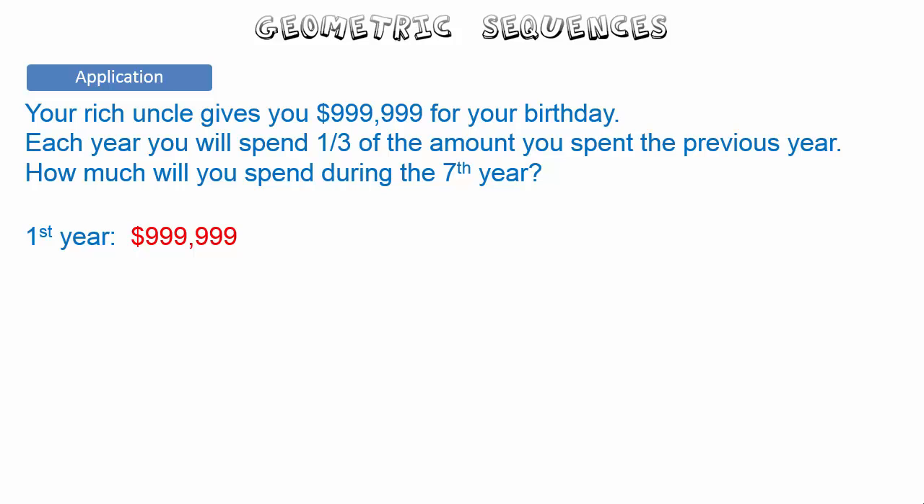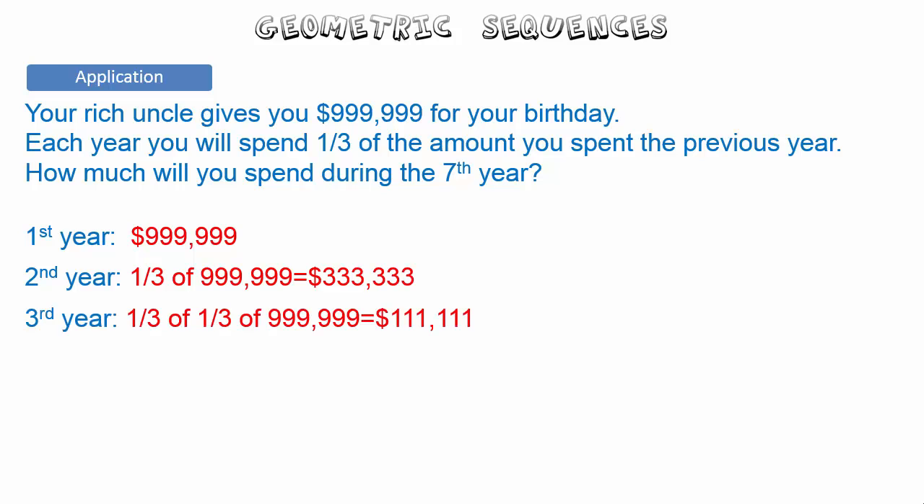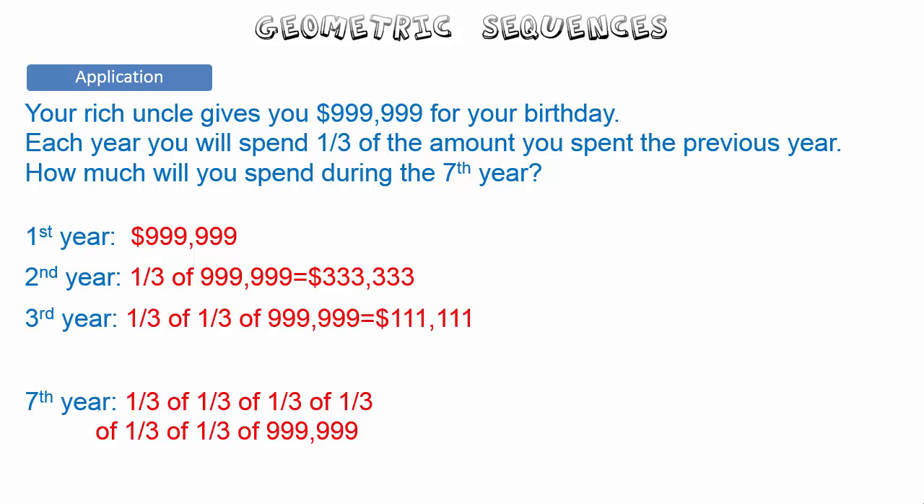The first year we start with that amount that you were given. The second year you will be spending 1/3 of 999,999 and so on, which is $333,333. The following year it will be 1/3 of 1/3, and so on. And for the 7th year, if you continue with that process, you can see that it will be 1/3 of 1/3 of 1/3 of 1/3 of 1/3 of 1/3 of the original amount. Now we can use a faster method to do that using a geometric sequence.